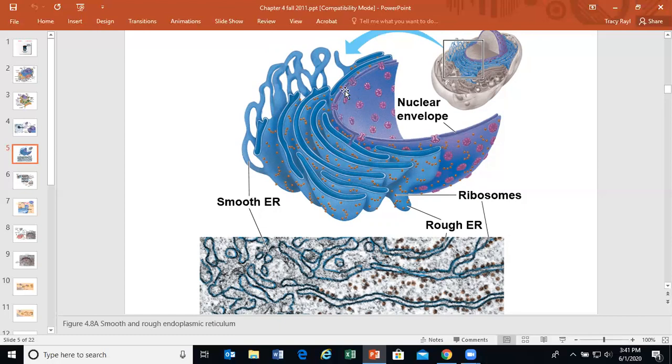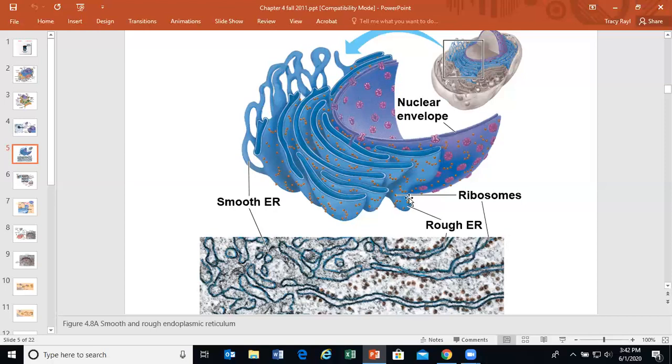Now, the rough ER, let me just say another word about its location. There are chemicals that leave the nucleus and have to go into the rough ER to tell the endoplasmic reticulum what kind of protein to make. So things like messenger RNA. Messenger RNA is made in the nucleus. We'll see that when we get to chapter 10. That RNA leaves the nucleus and goes out to the rough ER.